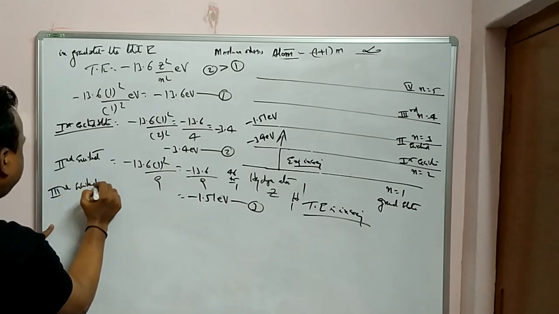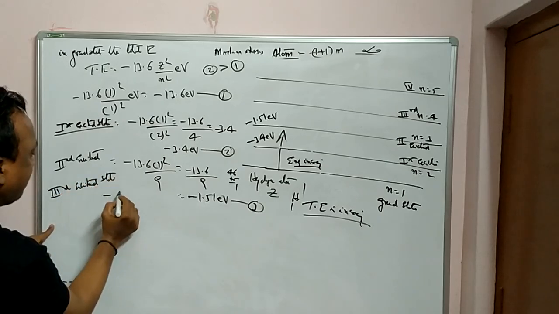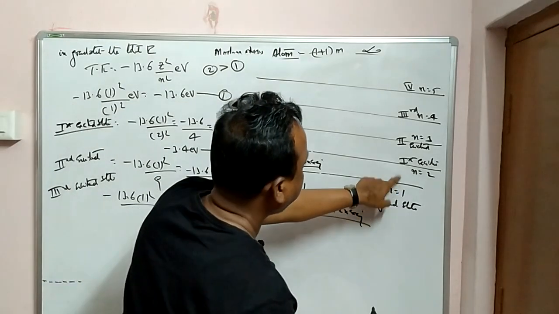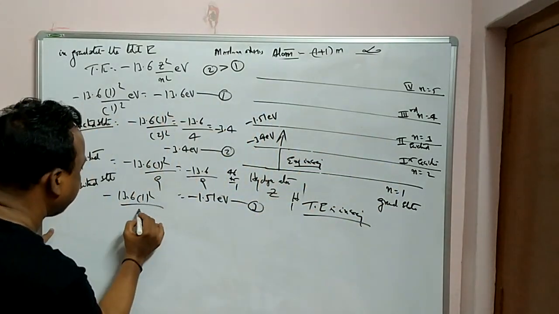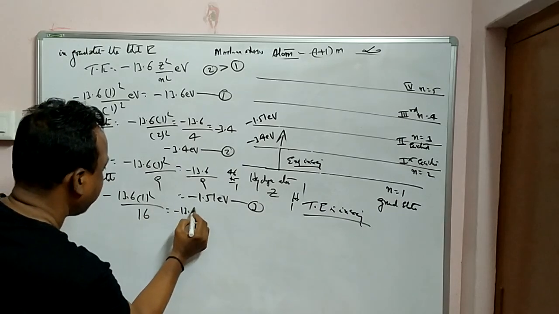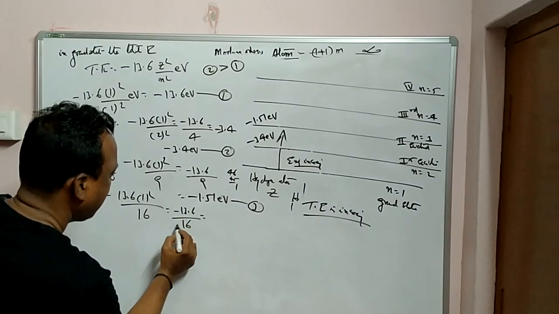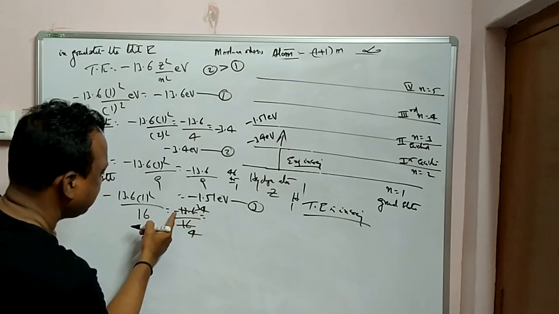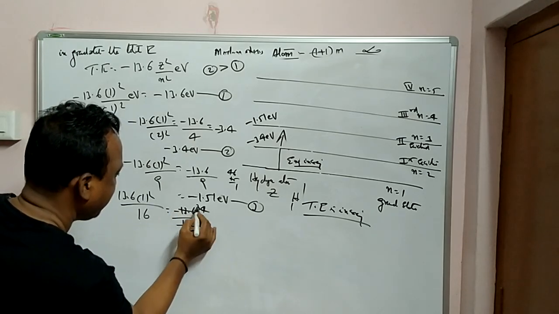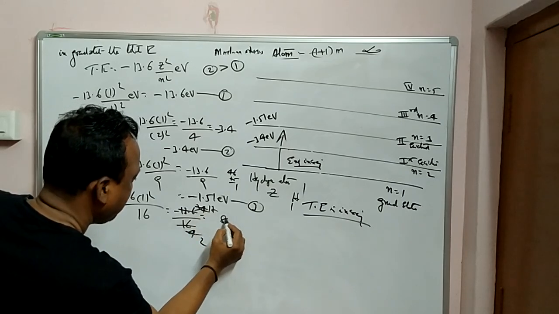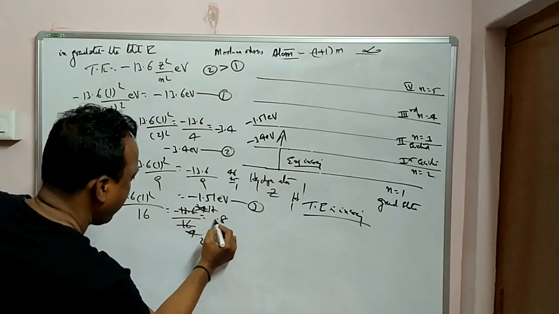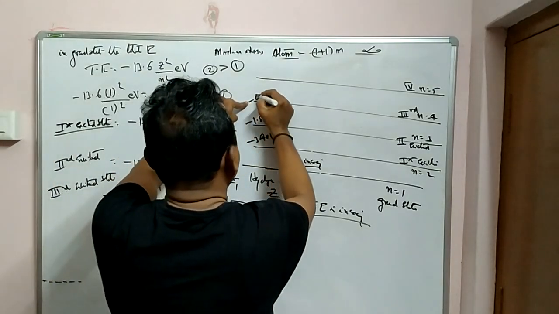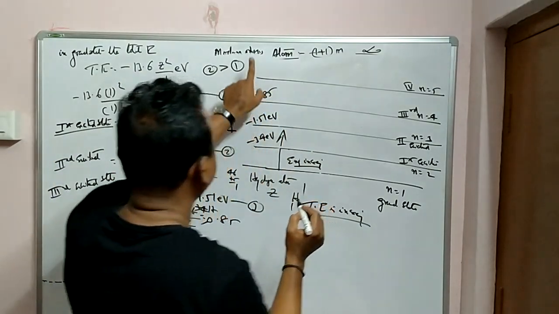Third excited state, again minus 13.6 times 1 square by 4 squared, that is 16. So minus 13.6 by 16. 4 4s are 16, 4 3s are 12. Then 2 2s are 4, 2 8s are 16, so 0.85. So here it is minus 0.85. So the value is decreasing.